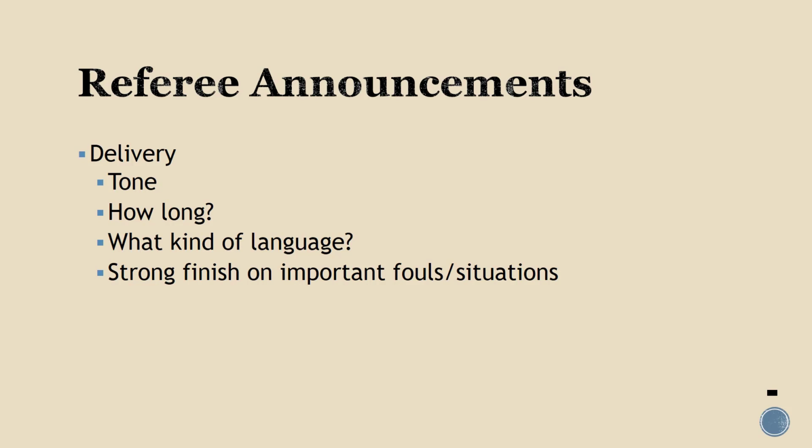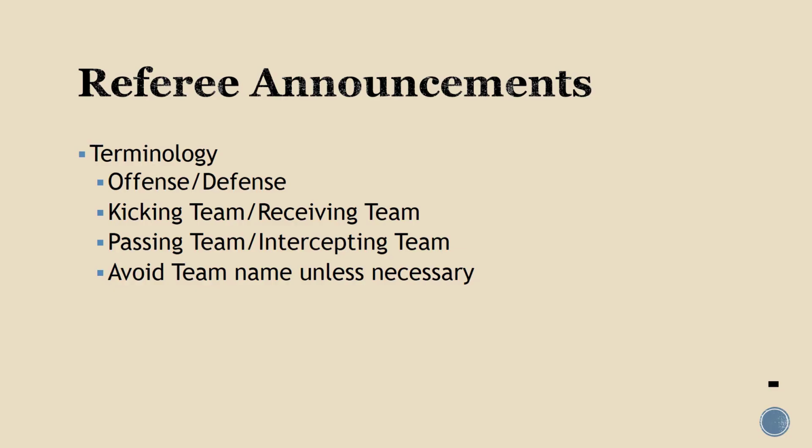So an example of that would be when you make an announcement for a false start. That typically is just a foul that everybody notices and does not carry a lot of emphasis. But when you might call a big personal foul late in the game, there's more emphasis on that foul, and you should be able to bring that out in your announcement.